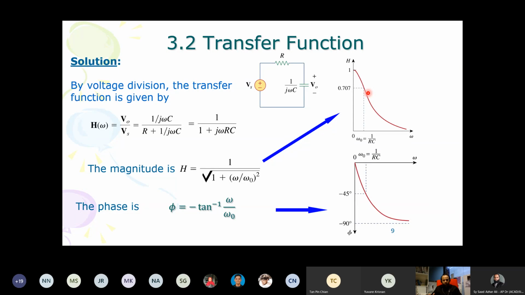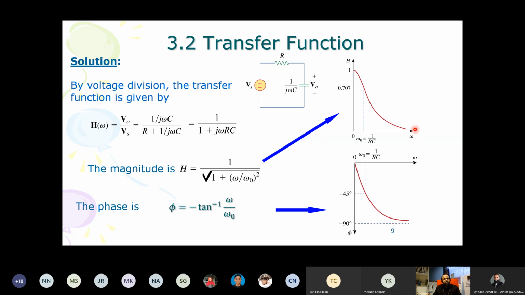Anyone? Very simple, it's very obvious. In this particular plot, what is happening when we are increasing the frequency from 0 to infinity? What is happening to the magnitude? It's going to 0. Okay, so initially it's 1. So if the frequency is 0, the magnitude is 1, right? And as we go on increasing, the magnitude starts to reduce and reduce and reduce and so on.